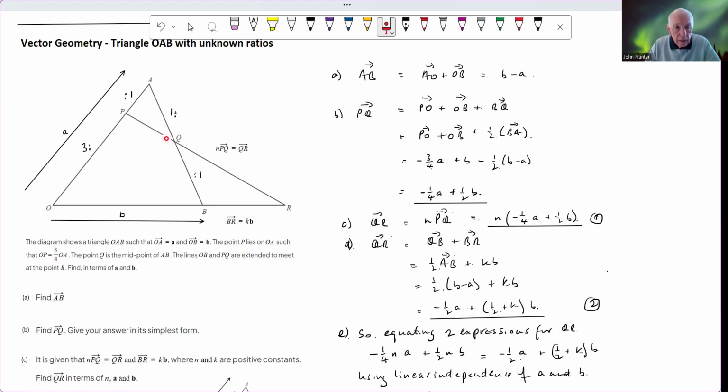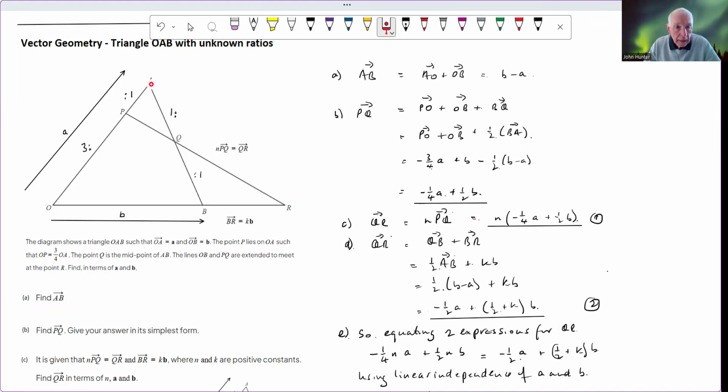And OB is extended to R to meet the extension of PQ. That's right. Okay, so find, in terms of A and B, first of all, AB. All right, so this is very straightforward.